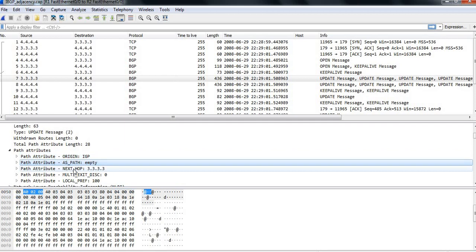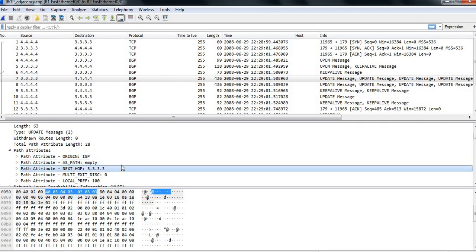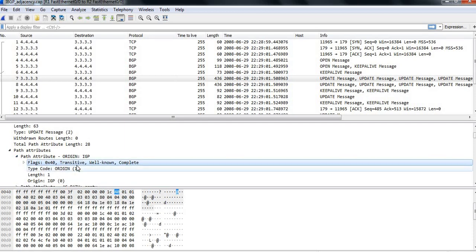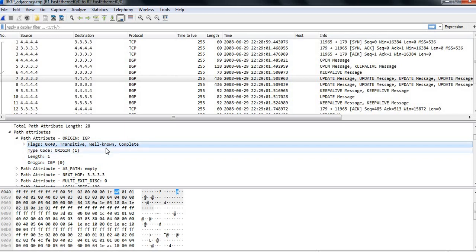Origin, AS path, and next hop. These are the mandatory attributes. If you explore this, you could see that this is well known. Transitive means it can carry to the next router. So it is not going to show here as mandatory, but you should understand when it is showing well known, it is a well known mandatory attribute. If it is a well known discretionary attribute, it will show as non-transitive here.